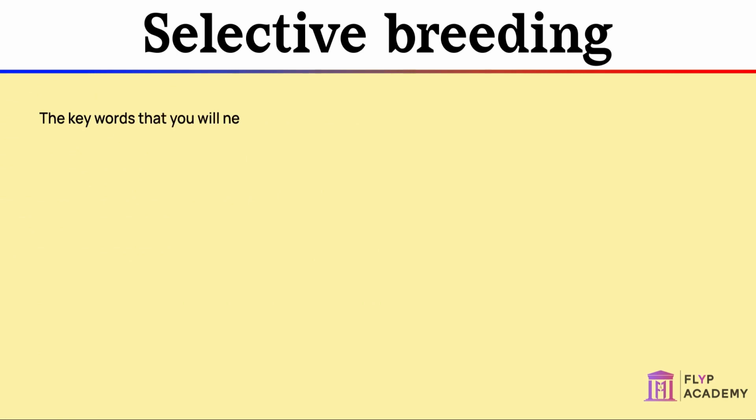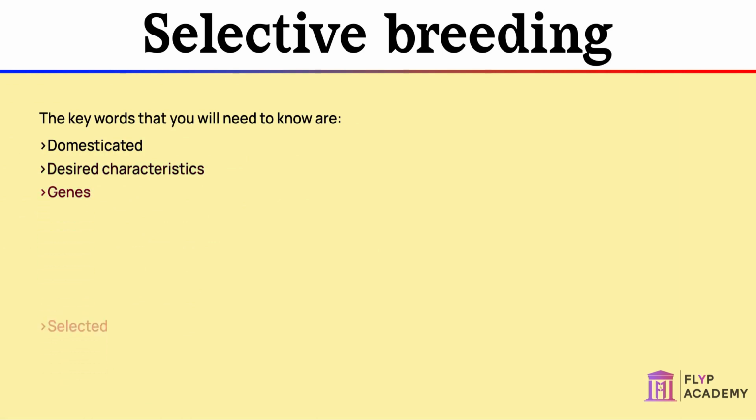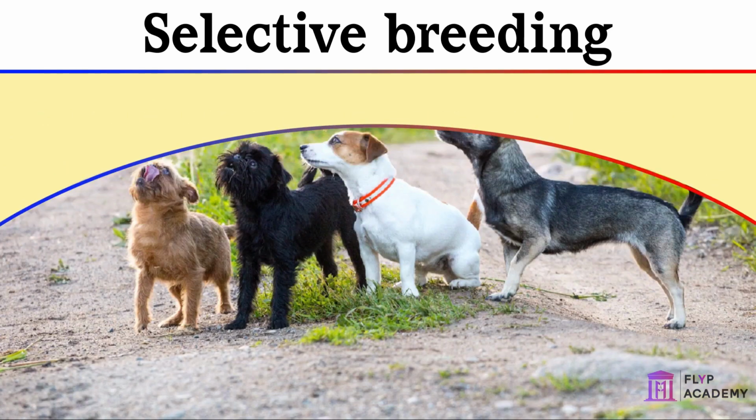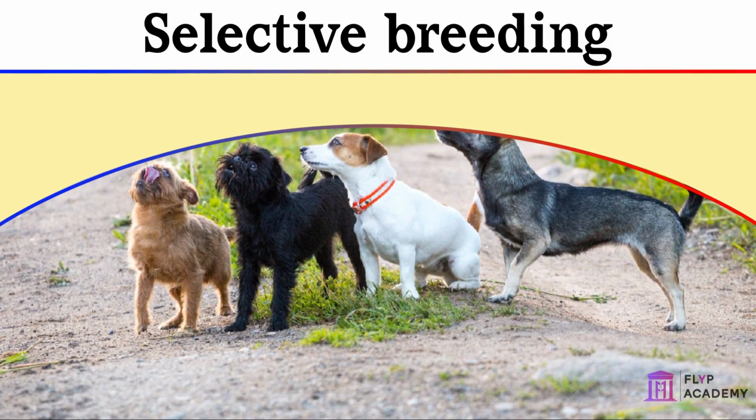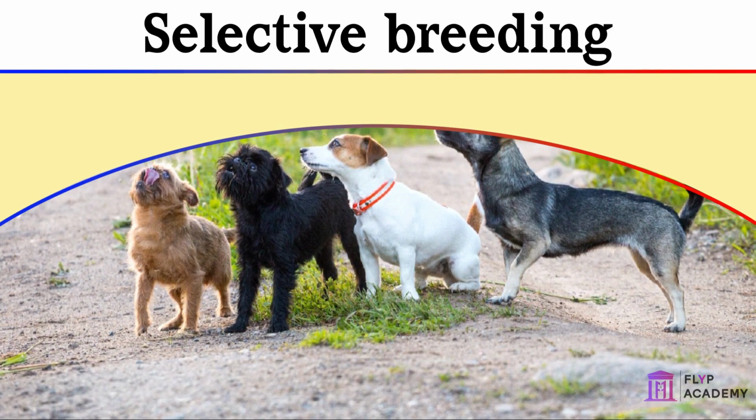The key terms you will need to know are domesticated, desired characteristics, genes, selected, inbreeding. Selective breeding is a process that has been used by humans to obtain a large amount of organisms with selected characteristics. This can apply to both plants and animals.